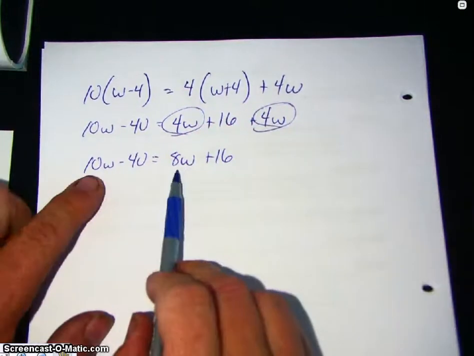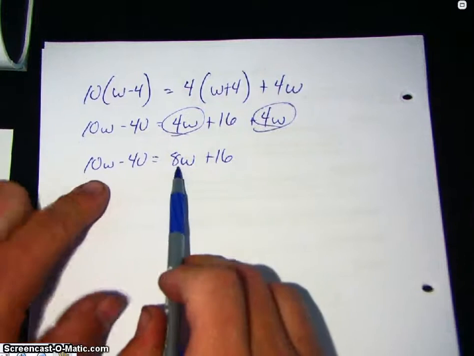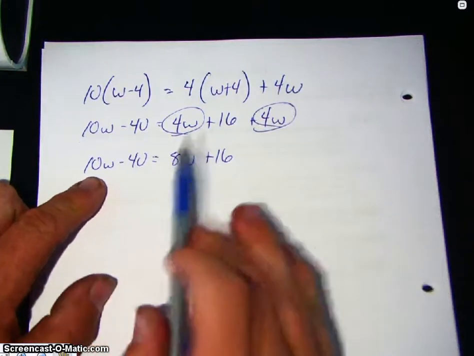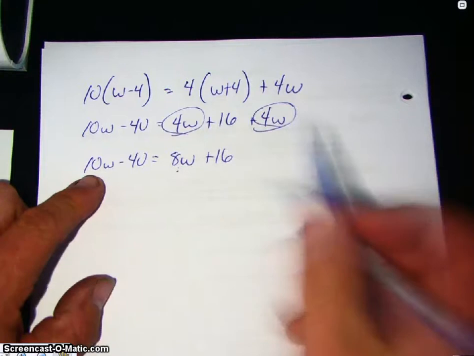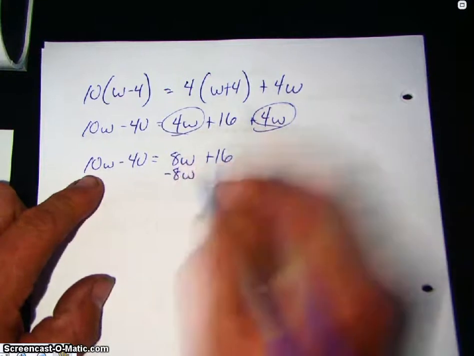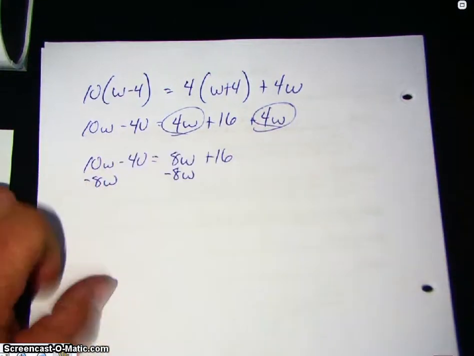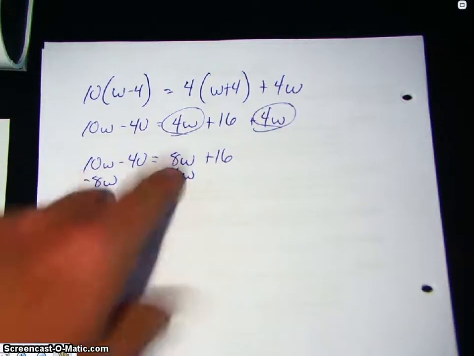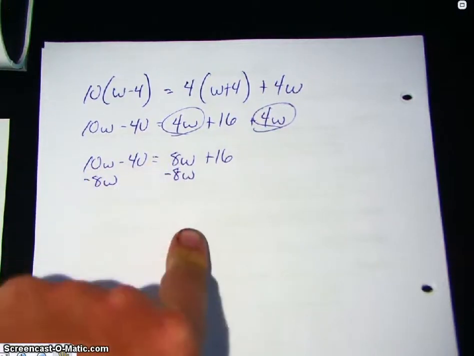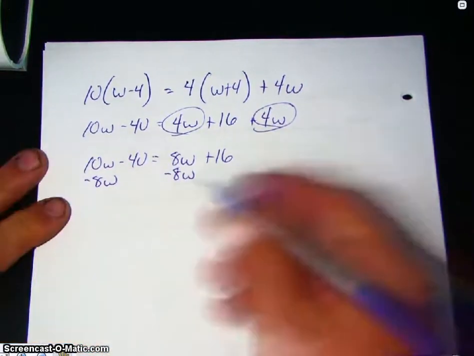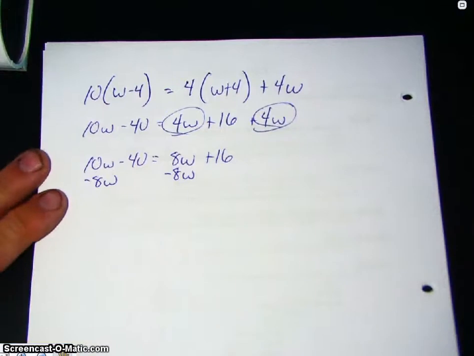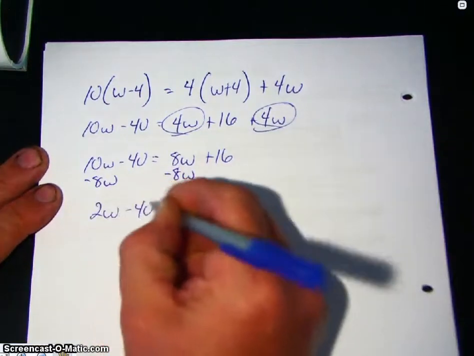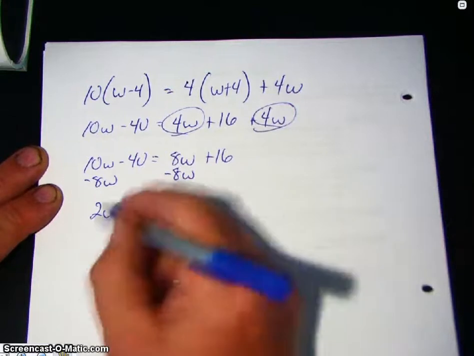Now I want to get the variables on the same side. Now they're both positive, so now remember, I like to keep my variables positive, so that means I'm going to subtract this one from both sides because then I get a positive answer. If I subtracted 10w from both sides, over here I would get a negative value. I don't want that. I mean, you can use that, that's fine, but I don't like using it. So I get 2w minus 40 equals 16.